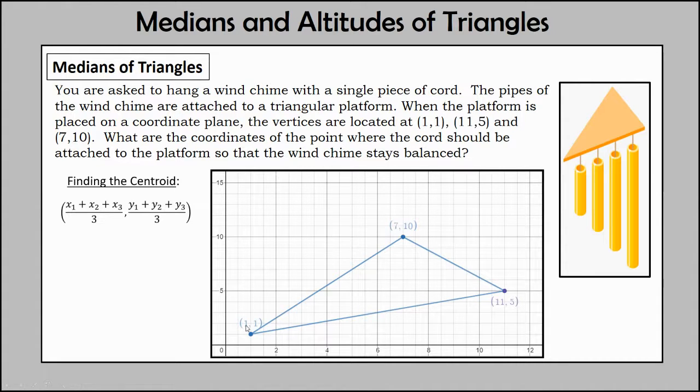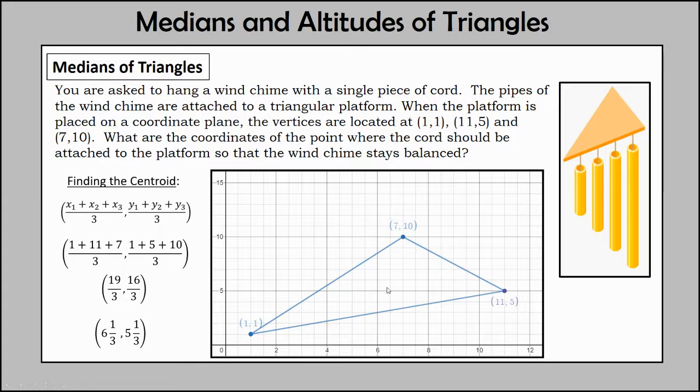So I'm going to go 1 plus 11 plus 7, divide that answer by 3. And then for the y's, 1 plus 5 plus 10, divide that by 3. So I'm going to get 19 over 3 and 16 over 3. So that's 6 1/3, 5 1/3. So if I go on my x-axis to 6 and roughly 1/3, and then go up 5 1/3 and come over and meet, that centroid is about right here.